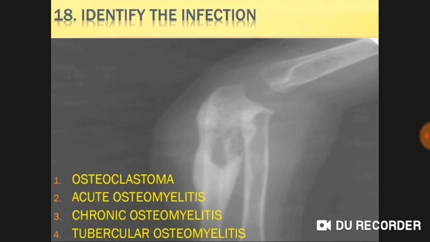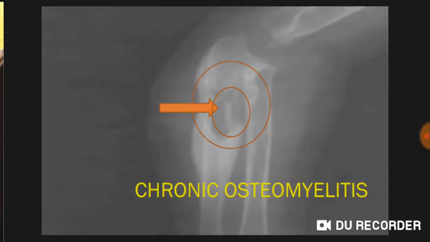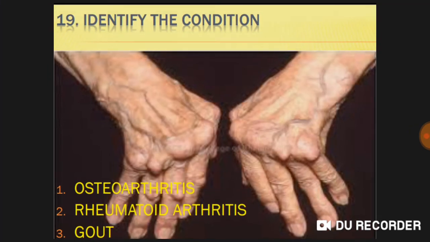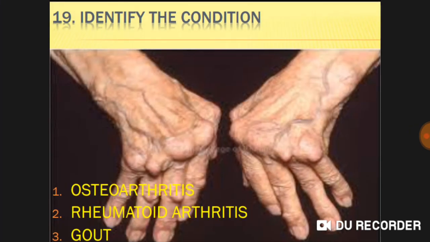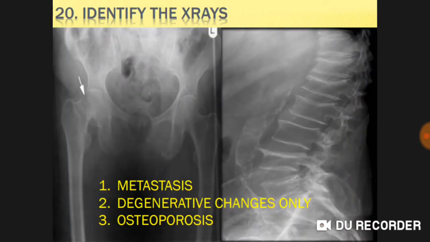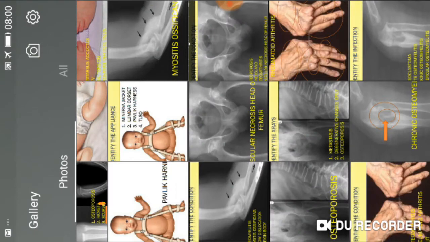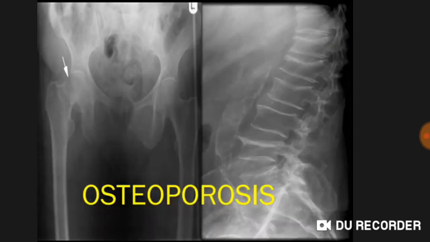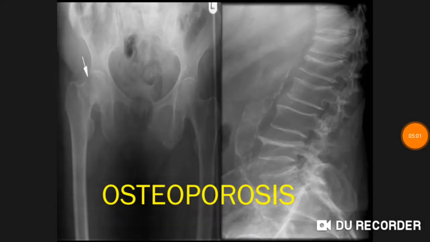Identify the infection here. This infection is chronic osteomyelitis. Chronic osteomyelitis. Visible. See the deformity in 2019 NEET PG, same image was given. So this is rheumatoid arthritis. Rheumatoid arthritis. Yeah. Identify the X-rays. This indicates osteoporosis. This image is osteoporosis. Okay. Hope till here it's clear.